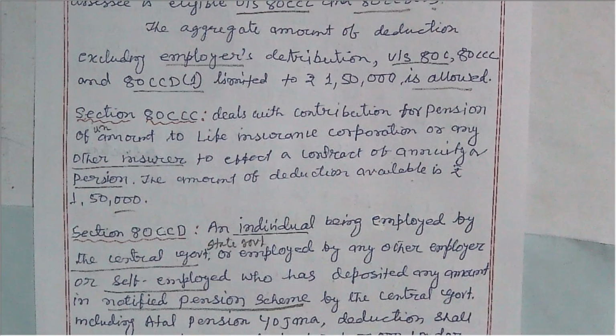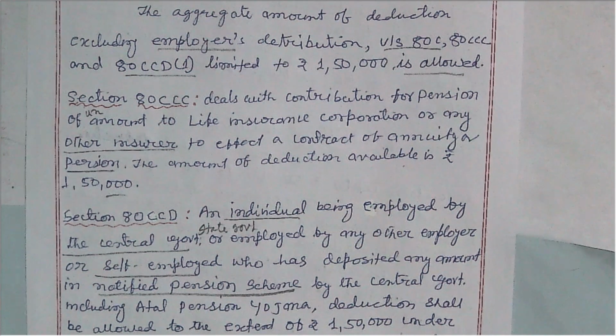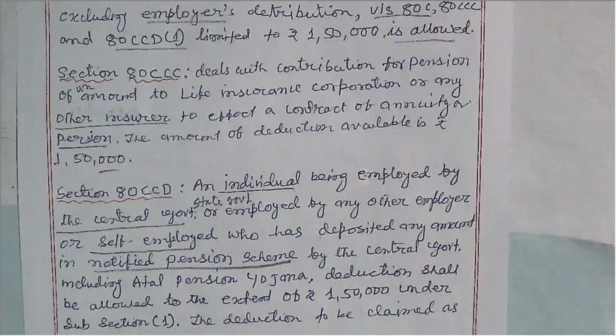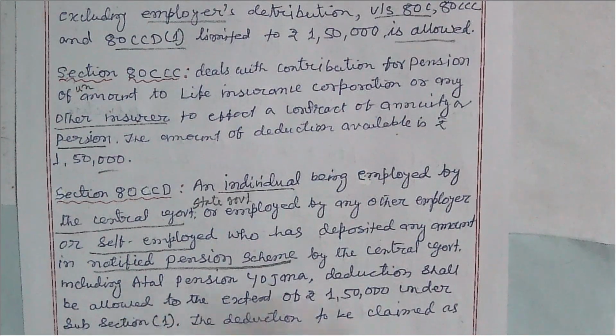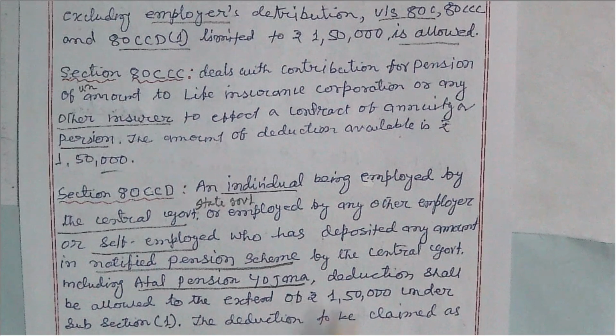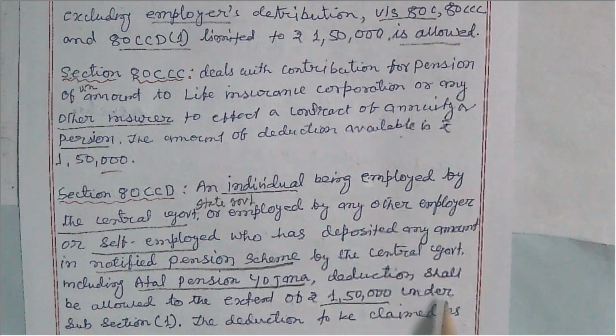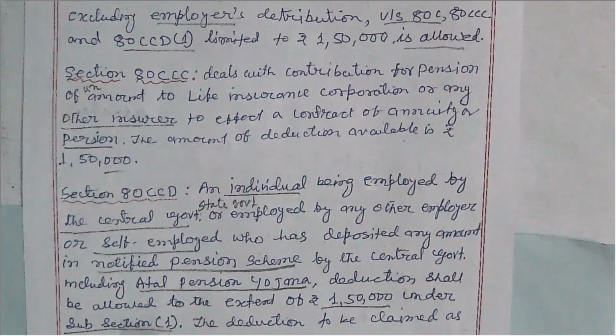Notified pension scheme means that the central government has notified certain pension schemes. If an assessee contributes to that notified pension scheme, then only the said amount is eligible for deduction. And here, by the central government, including Atal Pension Yojana, deduction shall be allowed to the extent of rupees 1,50,000 under subsection 1, that is section 80CCD subsection 1.